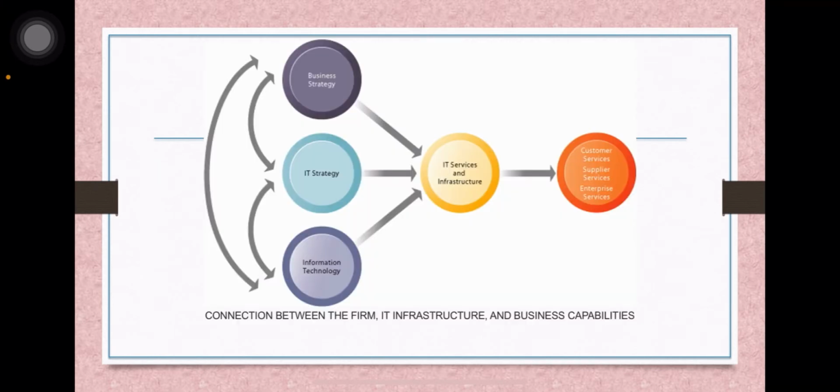Next, we move to the connection between the firm, IT infrastructure, and business capabilities. The connection between the firm, business strategy, IT strategy, and the information strategy. We go to the IT services and infrastructure and then to the business capabilities, such as customer service, supplier service, and the enterprise service.